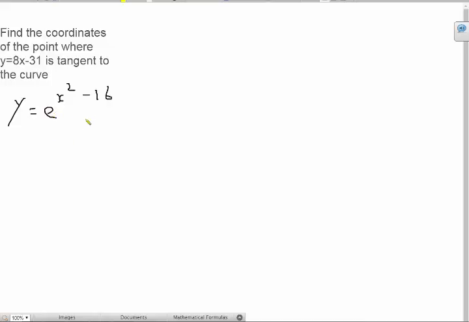Now, the reason I decided to make a video on this problem is because most of the problems of this type can just be solved by equating the y coordinates and the x coordinates, and so you get the coordinates of the point where they intersect. But this one is a bit different. If we try that approach here, this is what we get. We get e raised to x squared minus 16 equals 8x minus 31. And there's really no way to solve this equation unless you use approximate solutions.